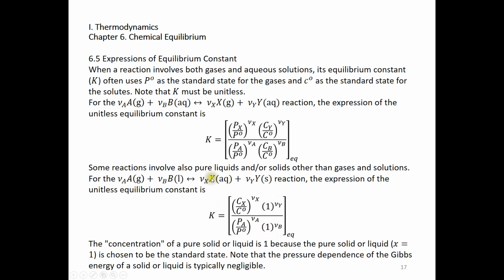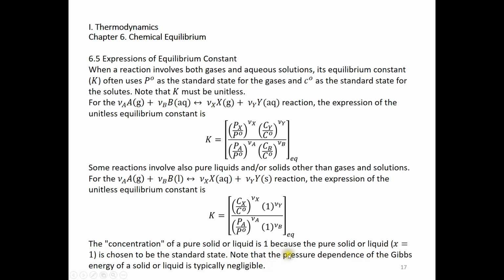Now we also have X in an aqueous solution. That's why we use the concentration of X over C naught on top. A is a gas, so we use P sub A over P naught on the bottom. Alright, again, the concentration, in double quotes, of a pure solid or liquid is 1, only because the pure solid or liquid with X equals 1 is chosen to be the standard state for the solid or liquid. Okay, so there's a reason.